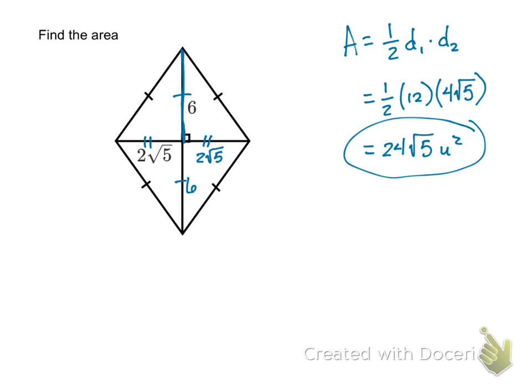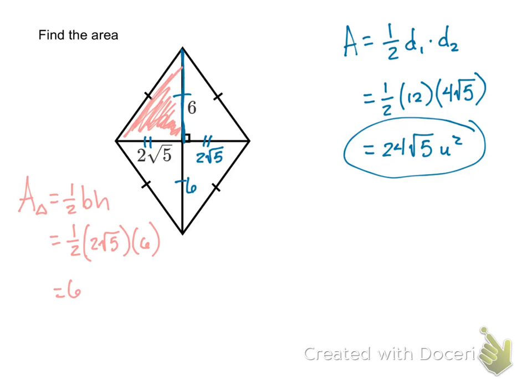We could probably check this by finding the area of a triangle that's formed here. So for example, if I wanted to find the area of this triangle right there, we know the area of a triangle is 1/2 base height. In this case, our base is 2 square root of 5. Height is 6. This ends up being 6 square root of 5, and there are 4 triangles. 1, 2, 3, 4. So multiply by 4, we end up with 24 square root of 5 units squared, and that checks out. They both are the same.